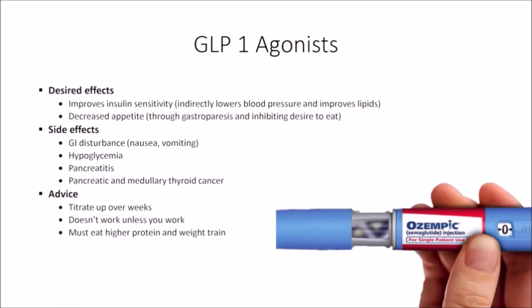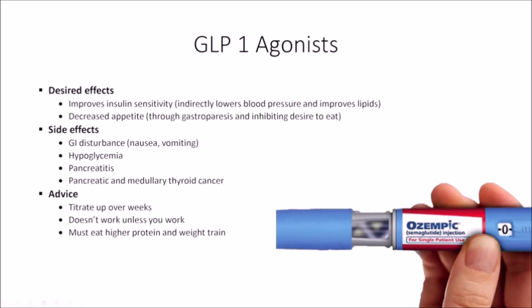Now, Ozempic is part of a larger drug class called GLP-1 agonists, which are based on the naturally occurring peptide glucagon-like peptide 1. This is a drug that primarily in the past has been used to treat type 2 diabetes by improving insulin sensitivity. However, these days, mostly people know it by its ability to help people lose weight, by decreasing appetite through gastroparesis and inhibiting their desire to eat.